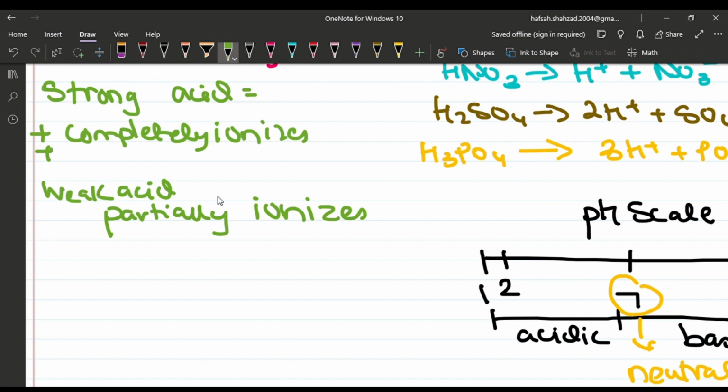H2SO4, I don't know what the exact pH value is, but I'm sure it's somewhere between 2 and 1 again, which is a very strong acid. So they have very low pH values. On the other hand, weak acids have comparatively higher pH values, like 6 or 5 or 6.5, but they are less acidic. Obviously, they are weak acids, so they would be less acidic.